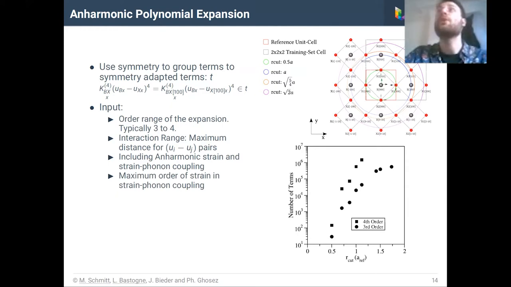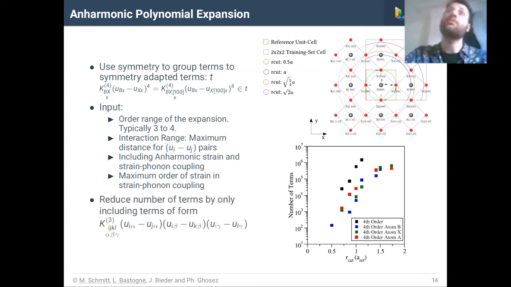And so in this figure here, you see the number of independent parameters depending on the interaction range. These are only the phonon terms, like third and fourth order. And you see that the unit is just the unit cell size of the reference structure, a ref. And of course, this number grows quite quickly. So for one unit cell, we are already close to 1 million.